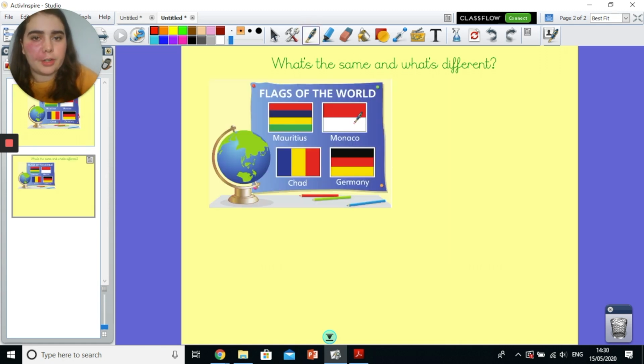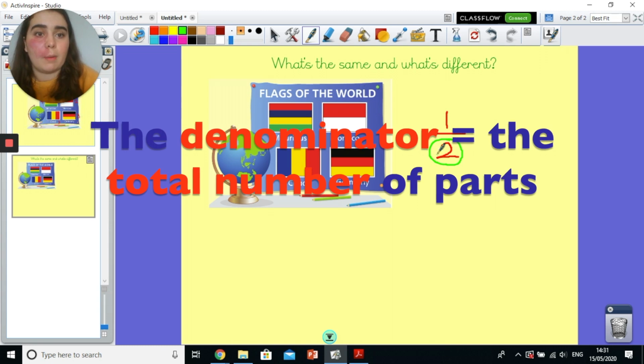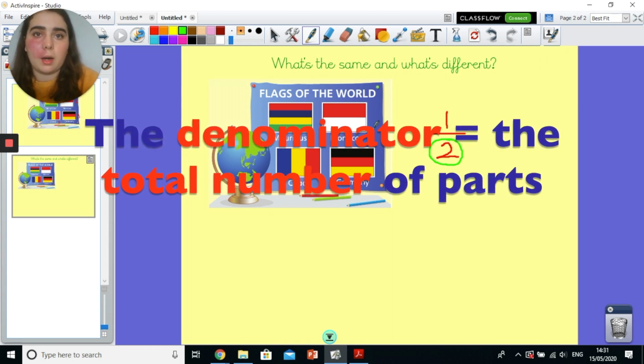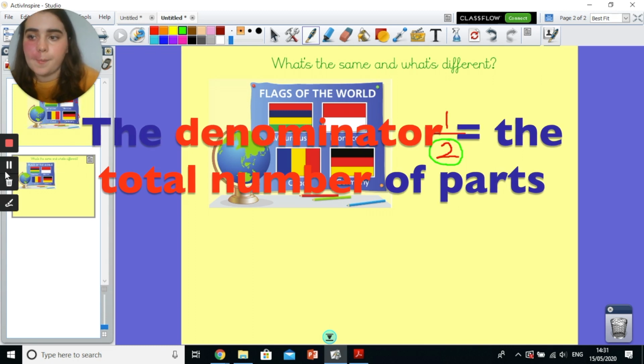Let's look at Monaco's flag. So Monaco's flag has 2 different stripes in it, so we can say that the flag is split into 2 equal parts. So each stripe on Monaco's flag represents 1/2. The denominator represents how many parts there are in total. So we've got 2 parts of Monaco's flag.